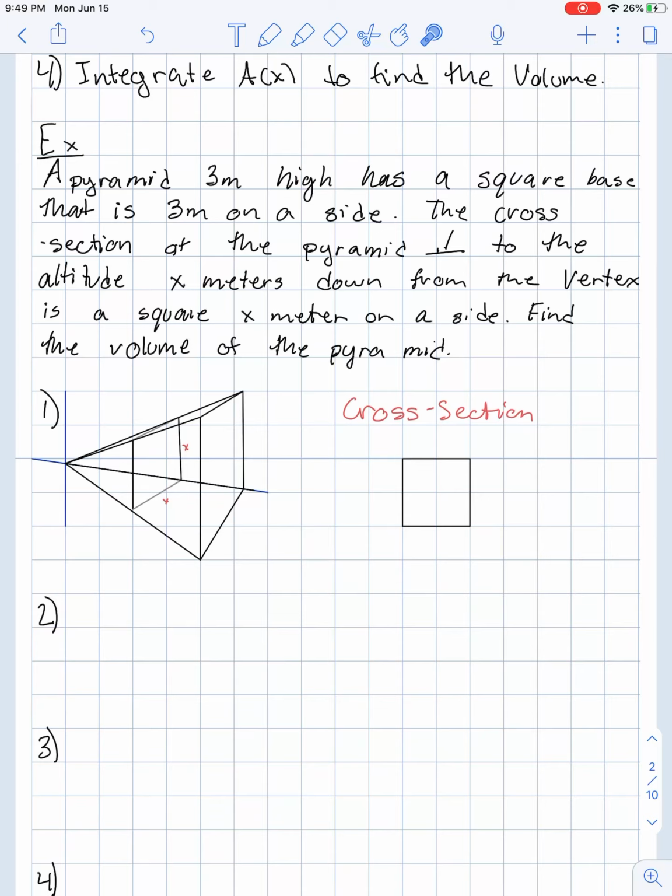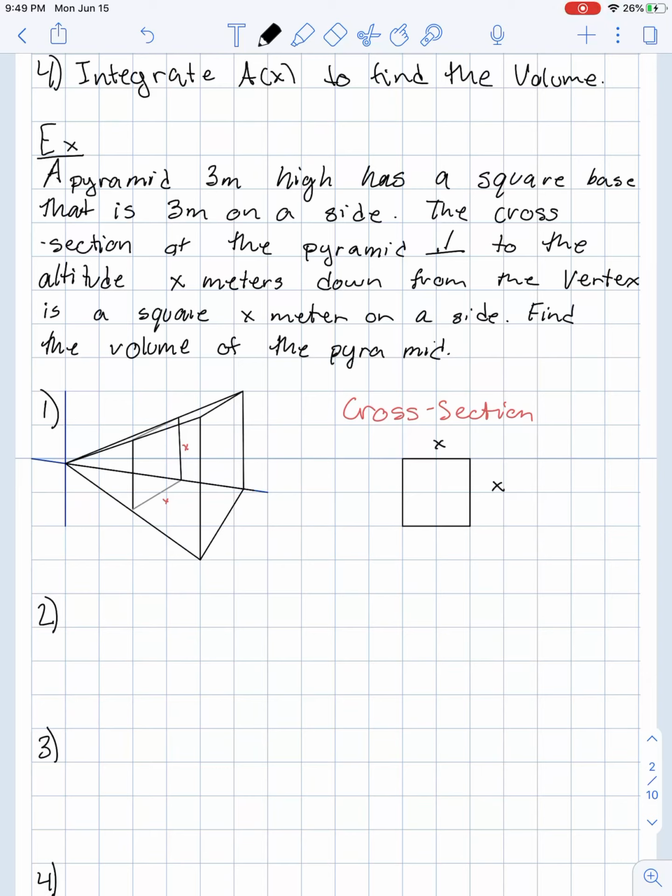So the cross section, wait, where am I? A pyramid 3 meters high has a square base that is 3 meters on its side. So 3 meters high up to 3 meters wide. The cross section of the pyramid perpendicular to the altitude x meters down from the vertex is a square x meters on a side. That's just fancy words for the cross section is a square and it's x by x. All right. Find the volume of the pyramid.